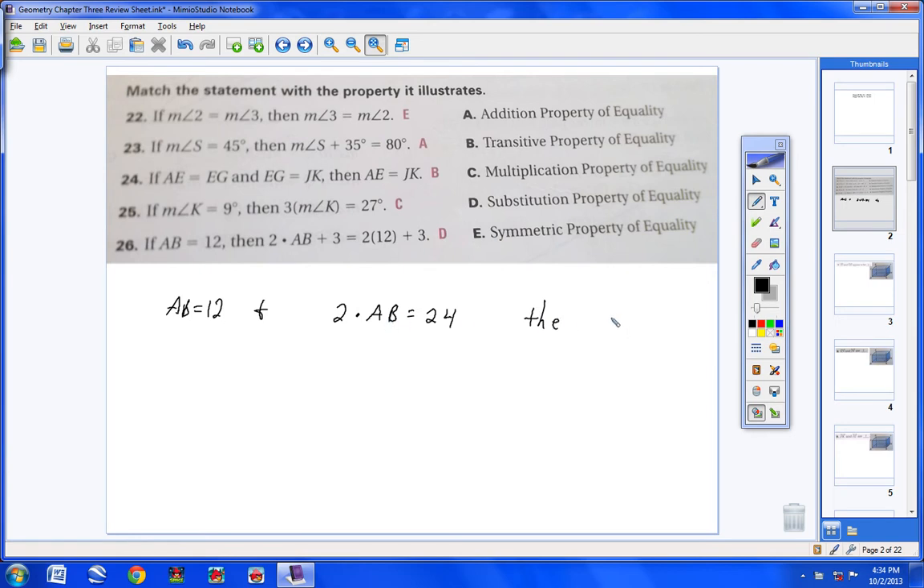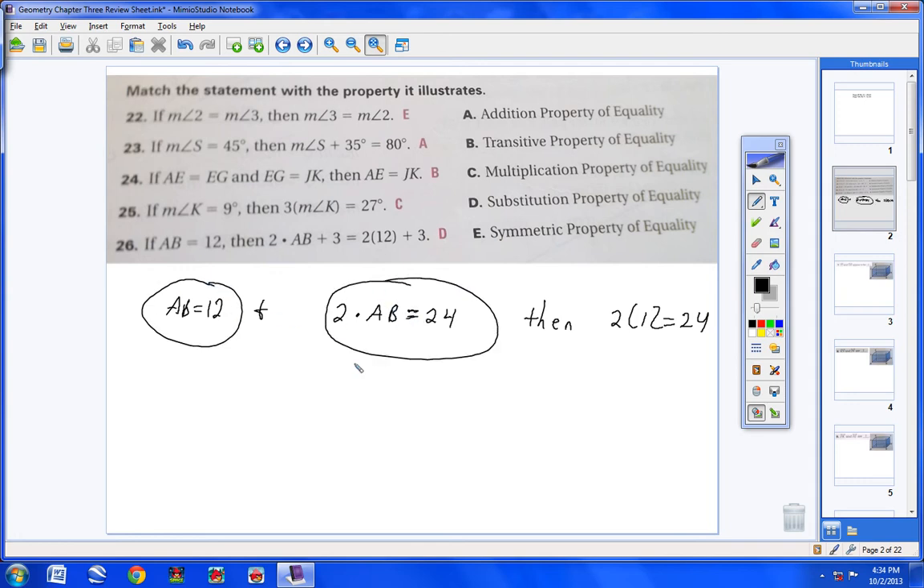I'm going to substitute. See how AB equals 12? I'm going to substitute 12 right here for AB. I would say then 2 times 12 equals 24. Something like that, where you can actually see I start with an equality, then an expression with an equality sign, and then I go ahead and make that substitution. So, okay, moving on.